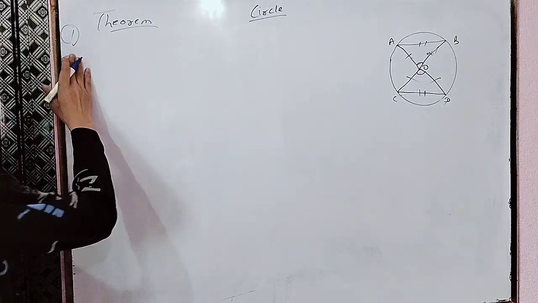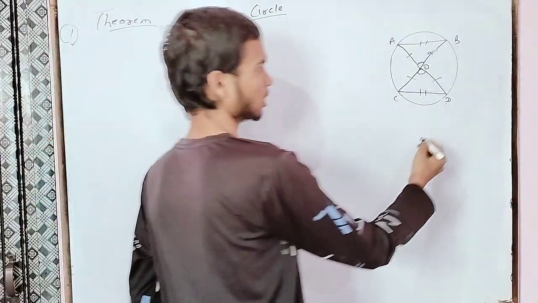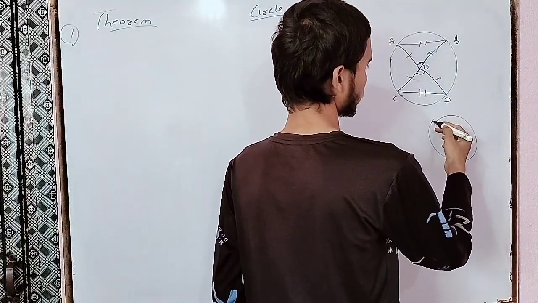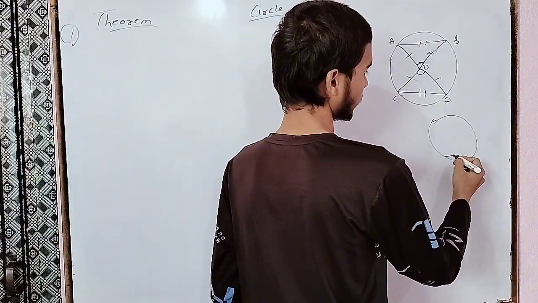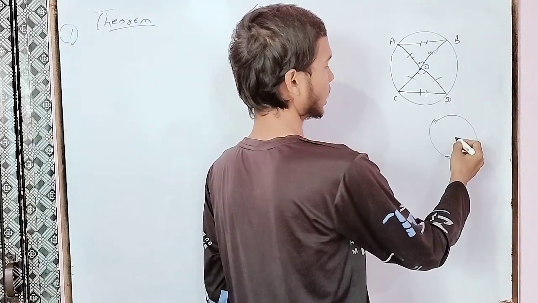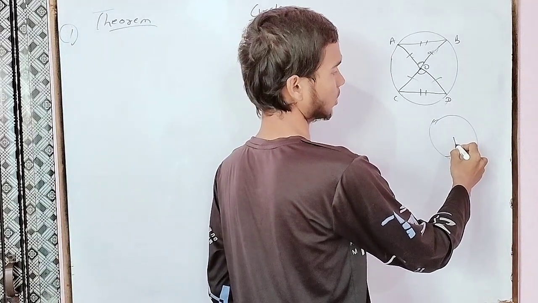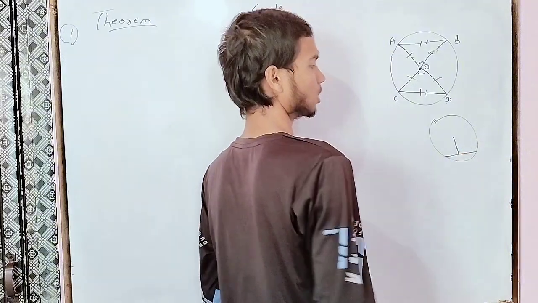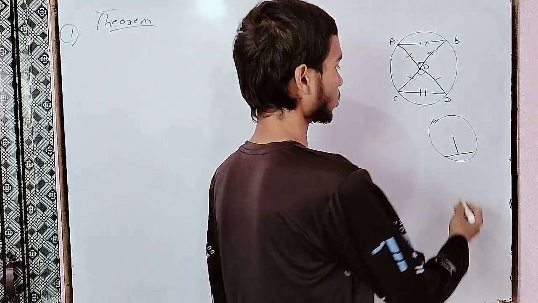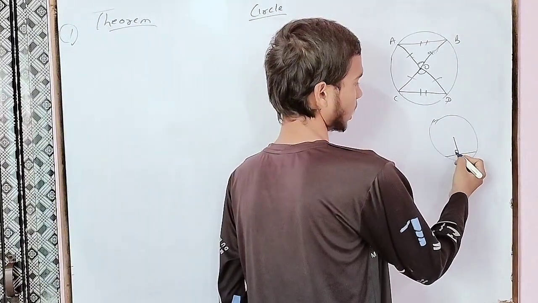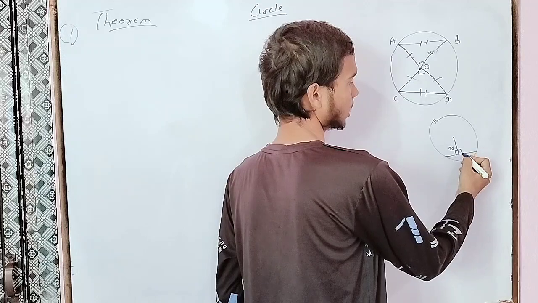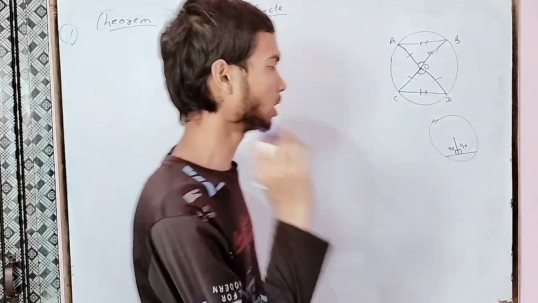Theorem second we have the same, which was like that. This was a circle, and here there was a chord, and one line segment was coming from the center, hitting the surface of the chord. So here this angle was forming 90 degrees. This angle was forming 90 degrees. This angle also was forming 90 degrees.